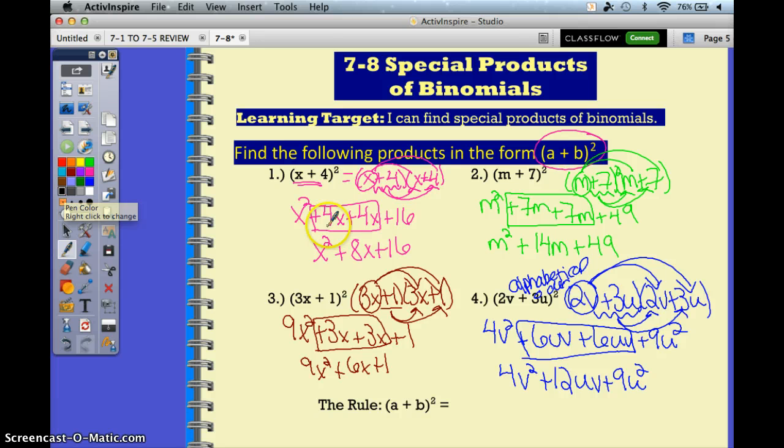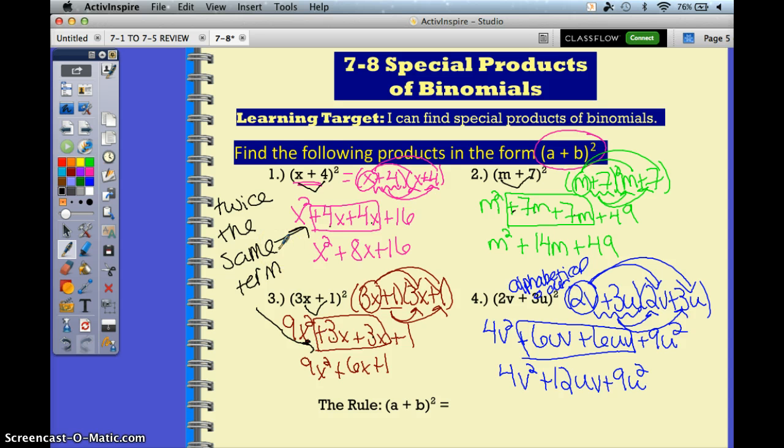Now, if you notice something in each one of these questions that we boxed, when we combine our like terms, 4x, 4x, 7m, 7m, 3x, 3x, 6uv, 6uv, they're all the same. So you essentially could do, this is twice the same term. Well, where did that term come from? Well, look at here. What's 4 times x? It's 4x. What's m times 7? 7m. 3x times 1, 3x. It comes from multiplying those two together.